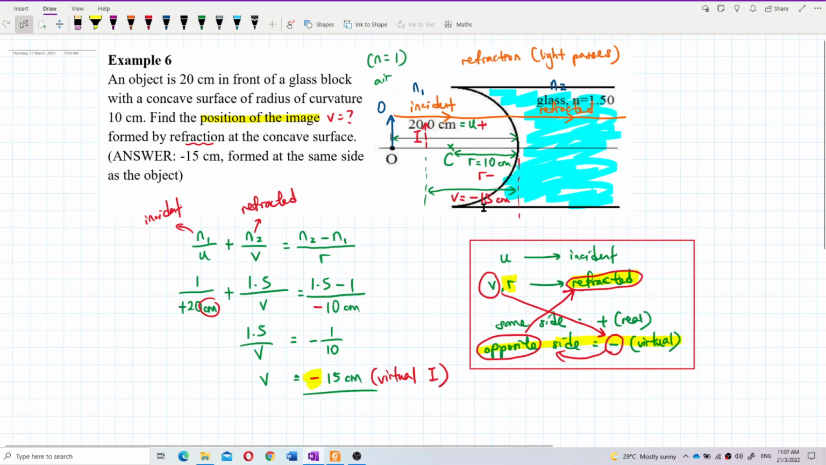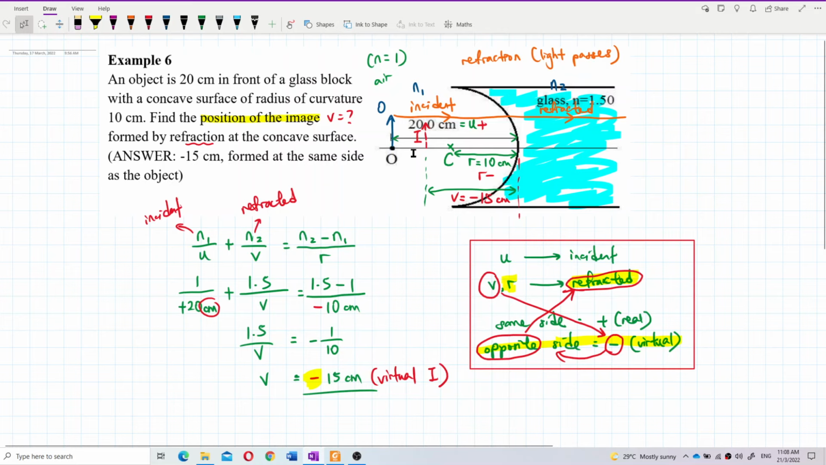Okay, negative 15. So why is this V negative? Because it is opposite of the refracted ray. Remember, image is always compared with the refracted ray. Now V, the image, is opposite of the refracted ray. That's why V is negative.